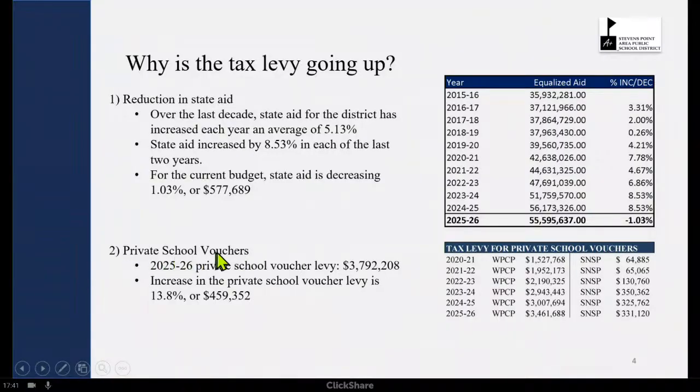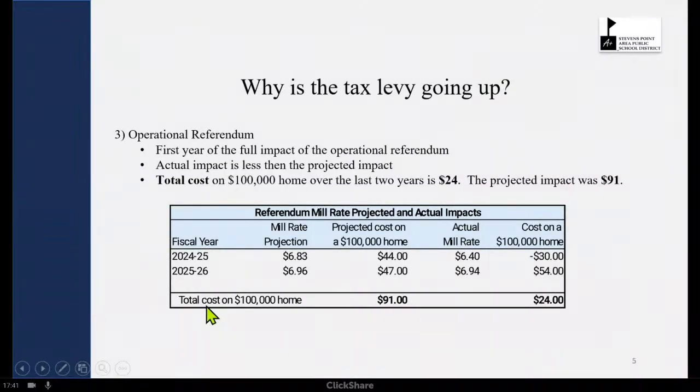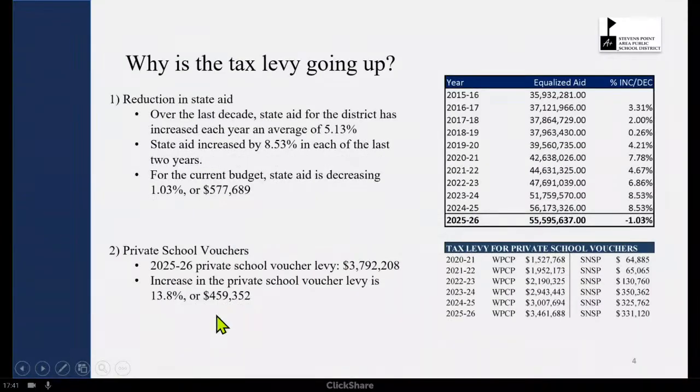Another reason is private school vouchers. For this year's budget, the private school voucher levy is almost $3.8 million. That's an increase of 13.8%, or $459,352. So if we combine the reduction in state aid with the increase in private school vouchers, we're up to almost $1 million right there.